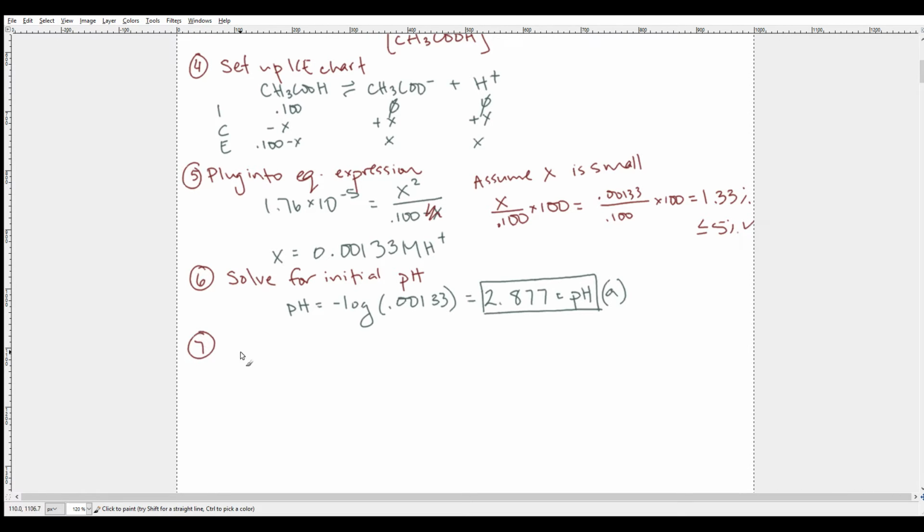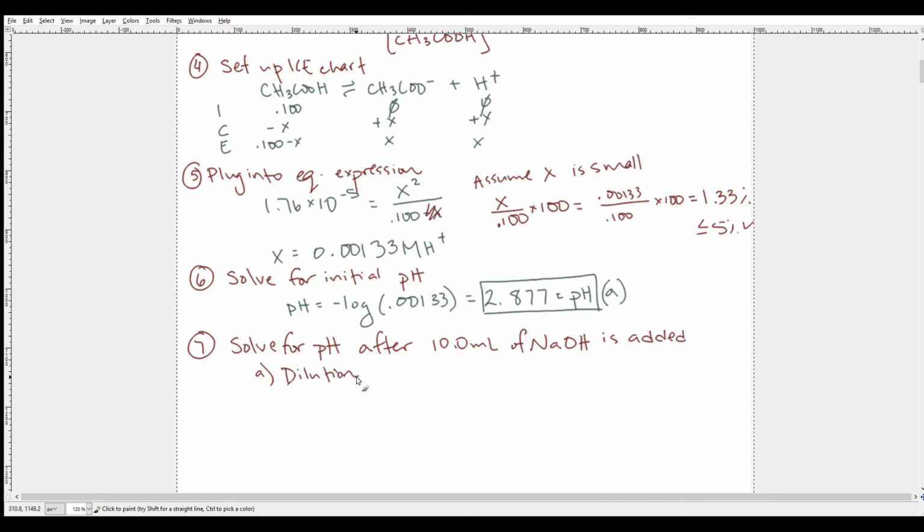We're going to solve for the pH after 10 milliliters of NaOH is added. Okay, so in order to do that, we have to first do the dilution, because we know we are mixing together two different volumes.